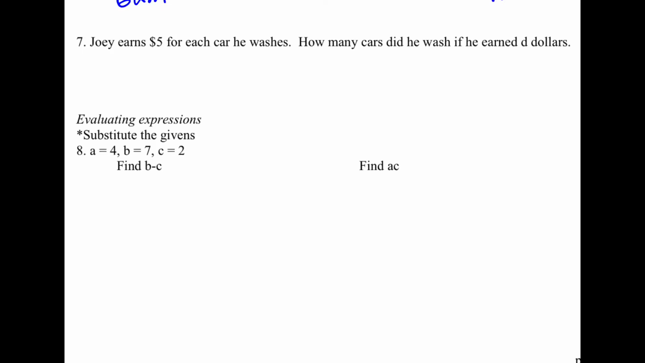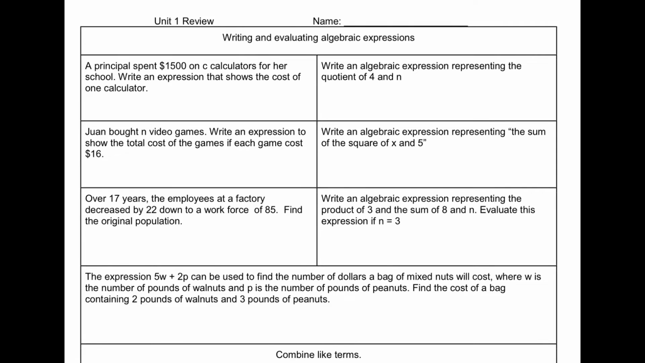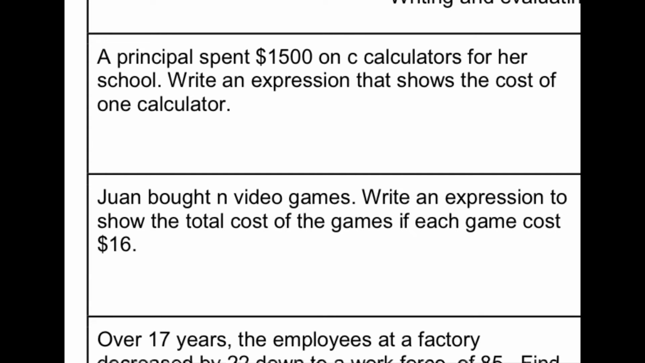If Joey earns $5 for each car he washes, you could write that as 5x, where x is the number of cars. And if he earned d dollars, this is our equation. If you wanted to find out how many cars, you would just take and divide both sides by 5 to solve for that variable x. And your answer would be that x is equal to whatever d is divided by 5. This is what the quiz on algebraic expressions will look like, around 7 questions. Writing expressions requires paying attention to the numbers and the variables and some of the key words that tell you if you should be adding, subtracting, multiplying, or dividing.